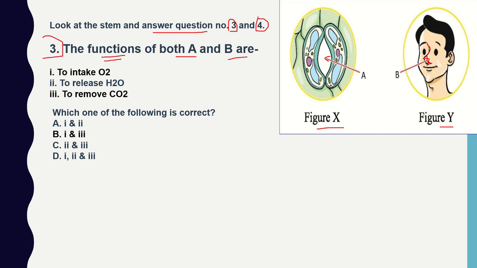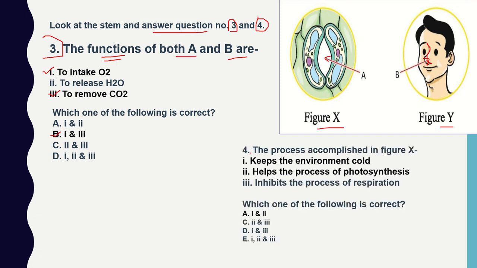You know we use the nose for respiration, to intake oxygen. Humans take oxygen, and the stomata remove carbon dioxide. So B will be the correct answer. Let's go to the next one. Number 4: the process accomplished in figure X.